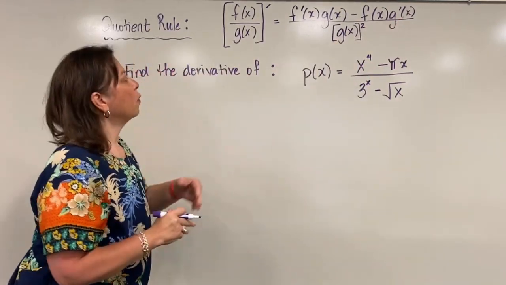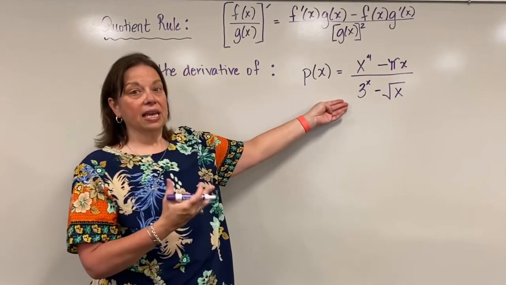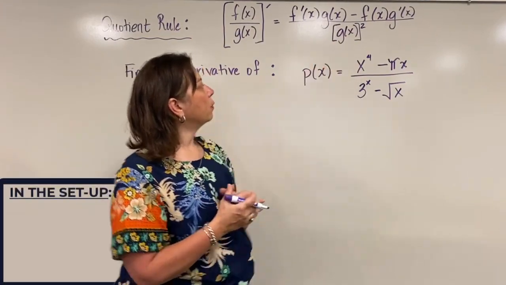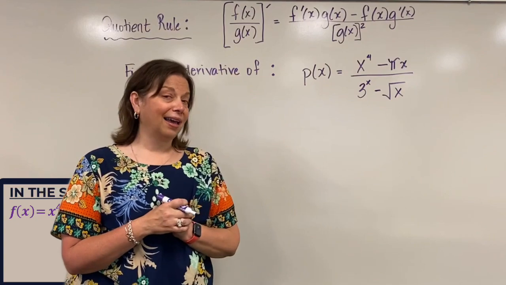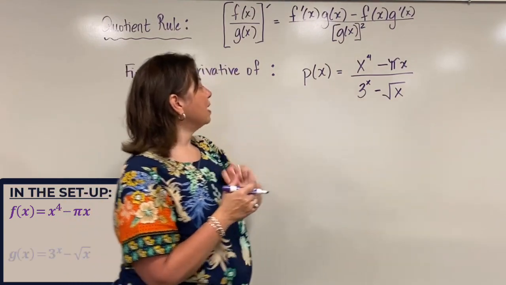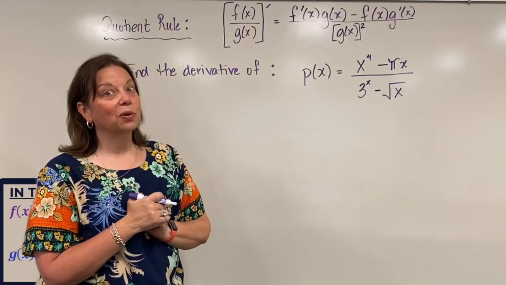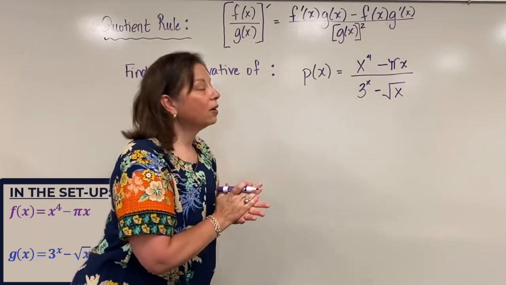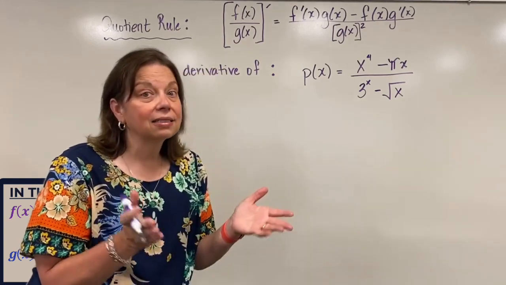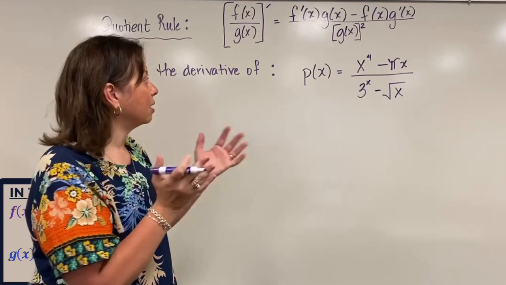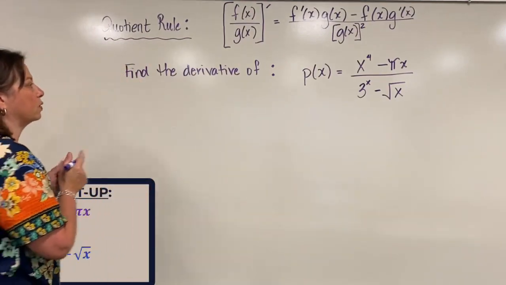So here's our lovely function, p of x is equal to, in the numerator, x to the fourth minus pi x. In the denominator, we have 3 to the x minus square root of x. We are going to treat this as a quotient, and thus use the quotient rule for finding the derivative. So here we go.